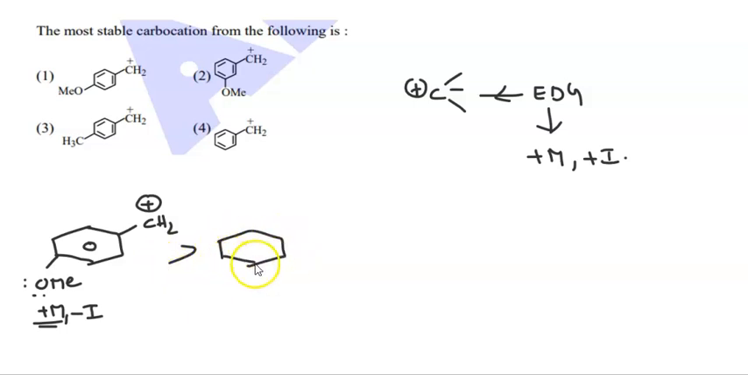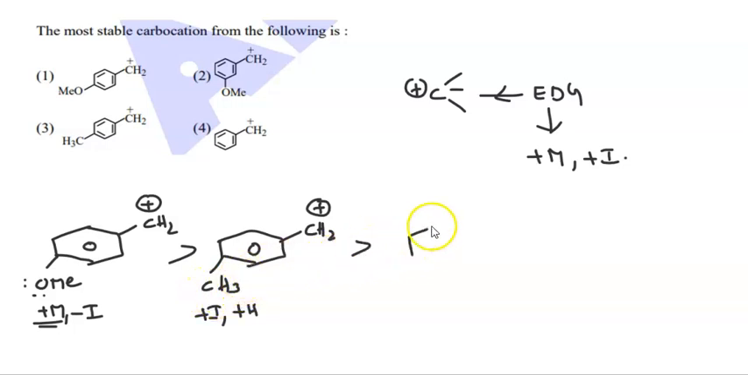And the next one is benzene attached to CH2 plus, benzyl carbocation. The para position has CH3, which has plus I effect and plus H, hyperconjugation. So no mesomeric effect, but mesomeric effect has more priority. That's why the OMe connected benzyl carbocation is more stable when compared to the methyl connected carbocation. And the next one, benzene connected to CH2 plus, benzyl carbocation, no electron withdrawing group is present, no electron donating group is present. That's why it is less stable when compared to paramethyl and paramethoxy.